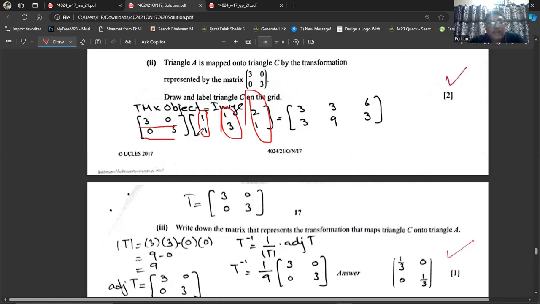Now this row will multiply. 0 multiply 1 is 0, and 3 multiply 1 is 3. So 0 multiply 1 is 0 and 3 multiply 3 is 9. So 0 multiply 2 is 0 and 3 multiply 1 will be 3. So from here I will multiply 0 with the 2, that will be 0 plus 3, that will be 3.